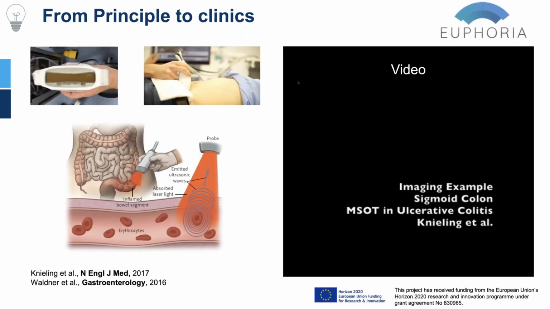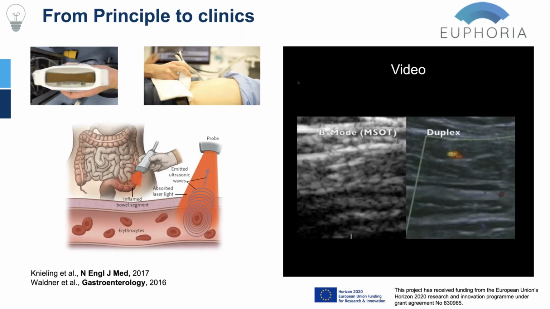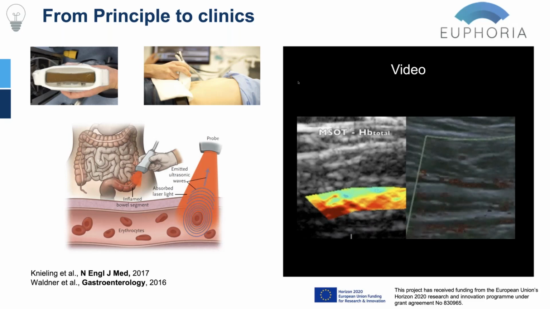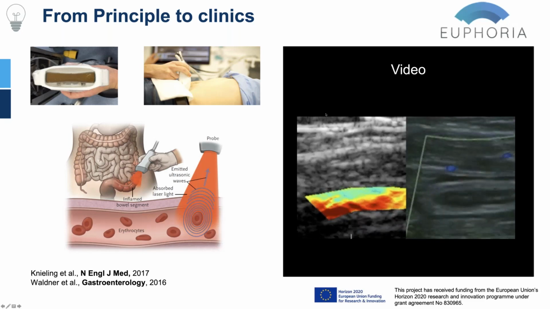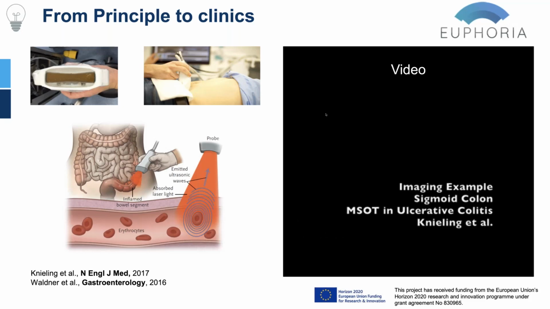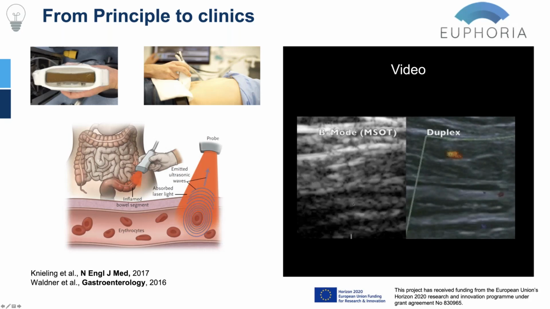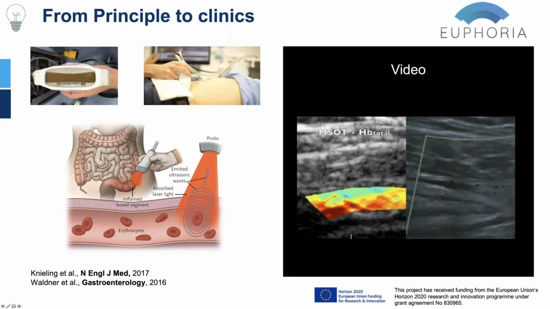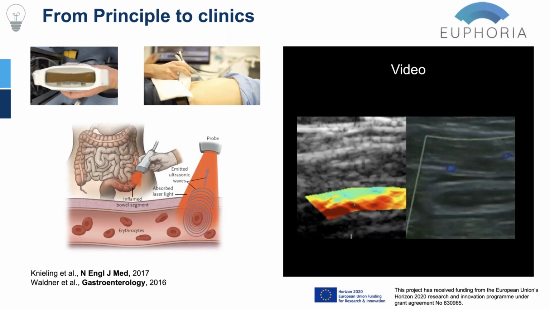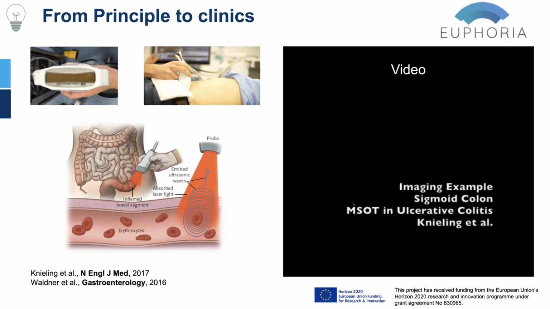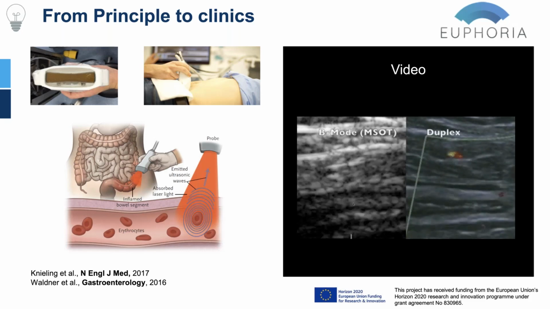And one example is one study conducted by the group of Maximilian Waldner, where we looked at inflammatory bowel disease to detect the hemoglobin content, where hemoglobin is a very strong absorber for optical imaging. And as you can see here in this live video, you can detect and quantify the content of the hemoglobin in the intestinal wall, which can be a measure of inflammatory activity.